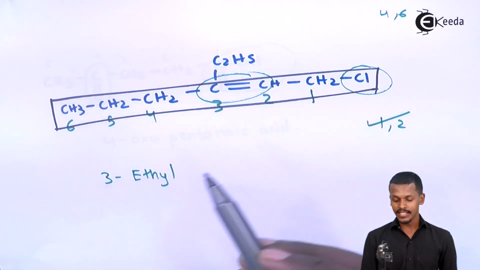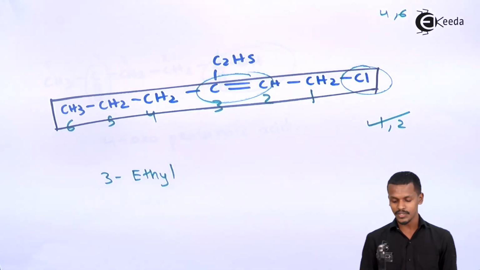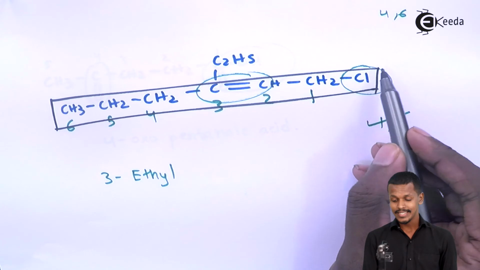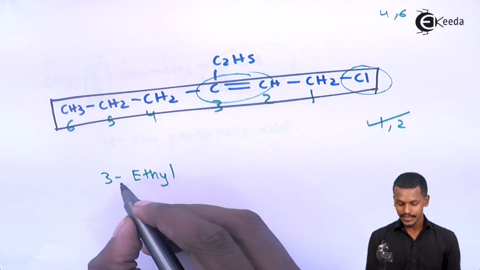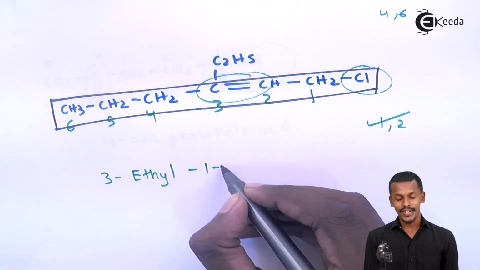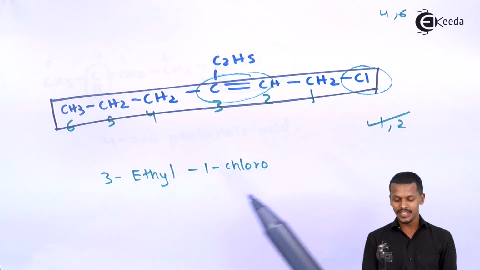Then we write the position of the chloro atom that has been attached over here, that is Cl. It has been attached on the first carbon atom. So we could write it as 3-ethyl, 1-chloro, and the total number of carbon present in this case is 6.